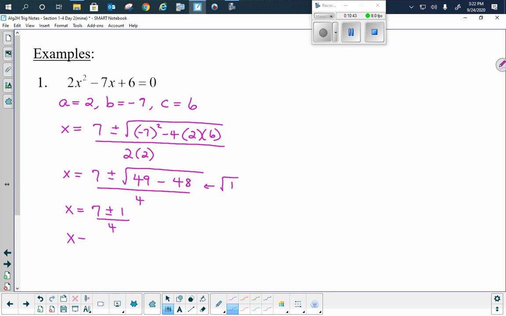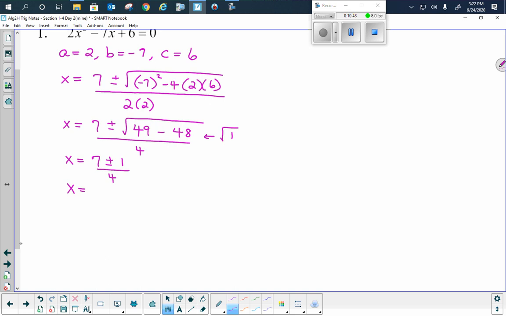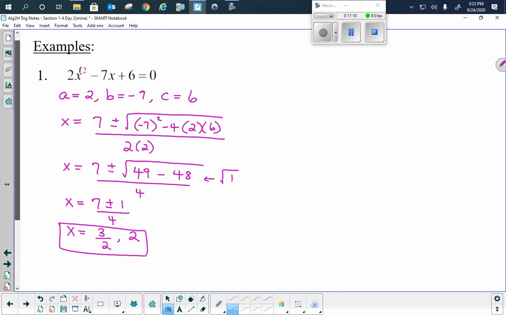Never stop there, like we said before. Do the math yourself. So for instance, 7 minus 1 is 6. 6 over 4 reduces to 3/2. 7 plus 1 is 8, and 8 divided by 4 is 2. All right, so we did indeed get 2 distinct answers, which is what we would expect for a quadratic with the highest power being 2. Okay, that would be what's happening there.